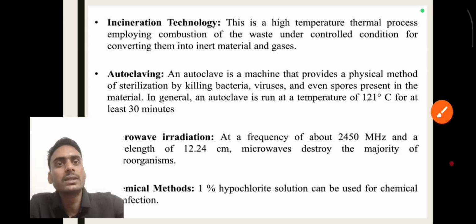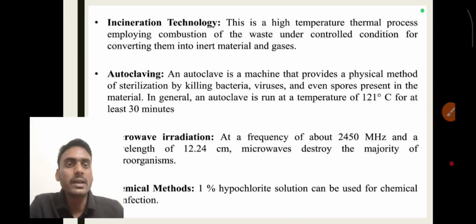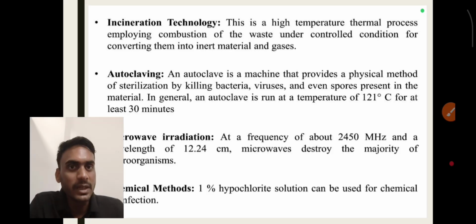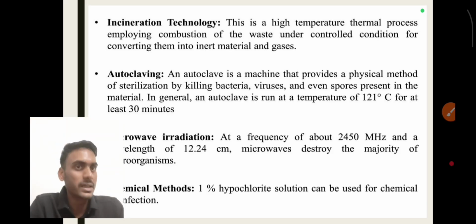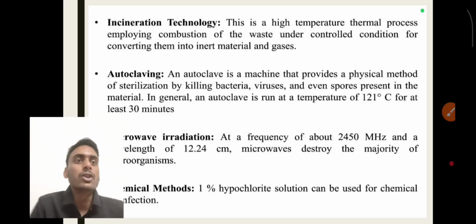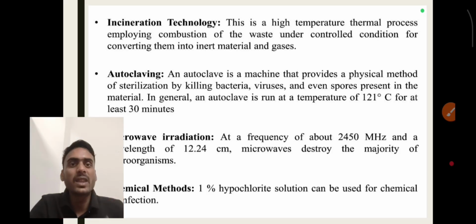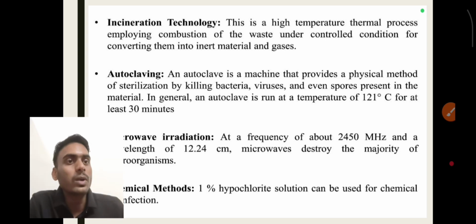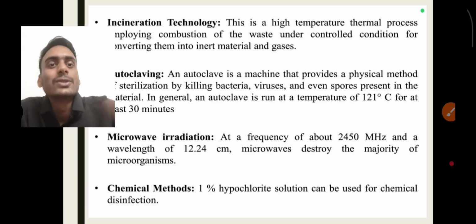And now we discuss autoclaving. Autoclaving is a machine that provides a physical method of sterilization by killing bacteria, virus, or even spores present in the material. In general, an autoclave is run at a temperature of 121 degrees Celsius. Temperature may differ, and according to the temperature, time will be different. For 121 degrees Celsius, timing will be 30 minutes.